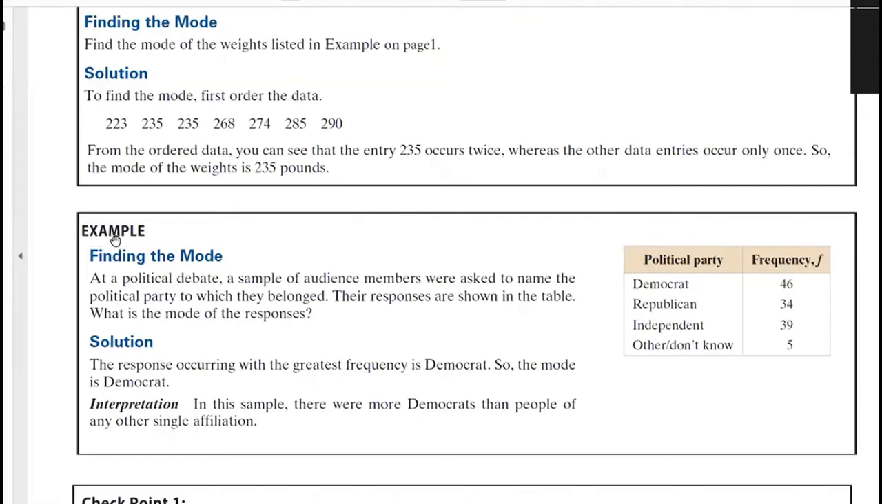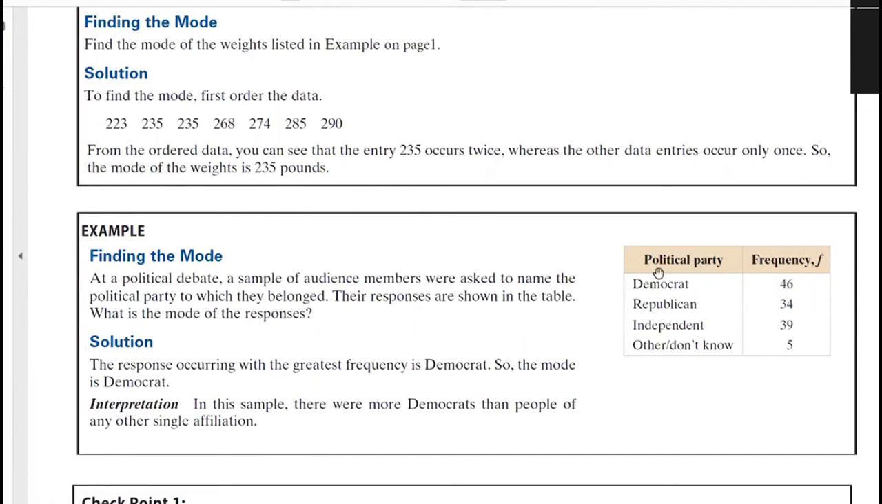Well, we have an example. Finding the mode. At a political debate, a sample of audience members were asked to name the political party to which they belonged. Their responses are shown in the table. What is the mode of the responses?